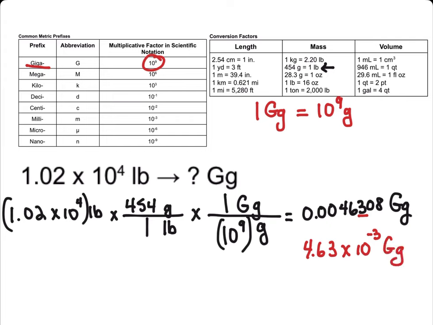Negative 3 because 1, 2, 3, I moved my decimal 3 spaces to the right.